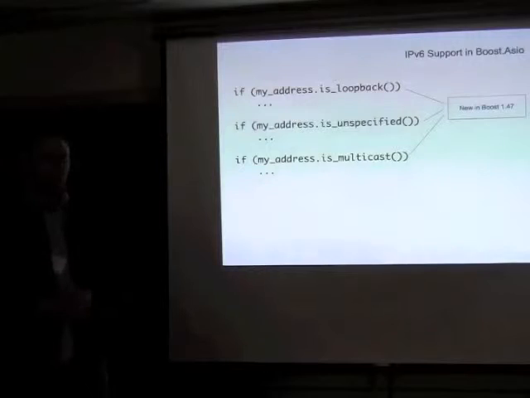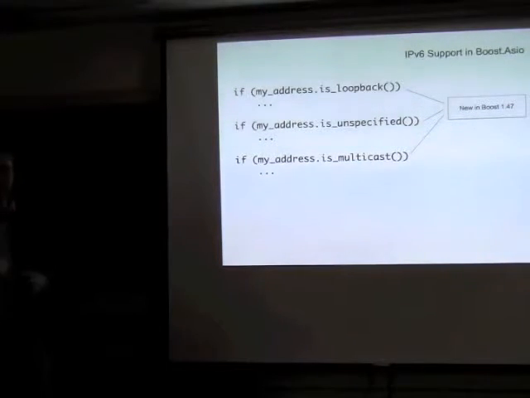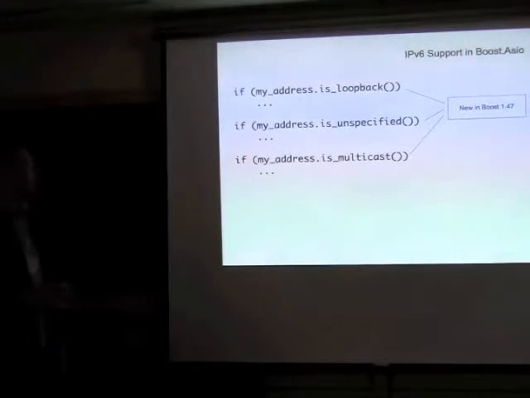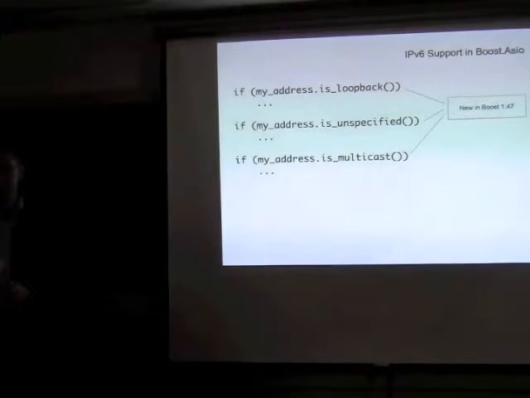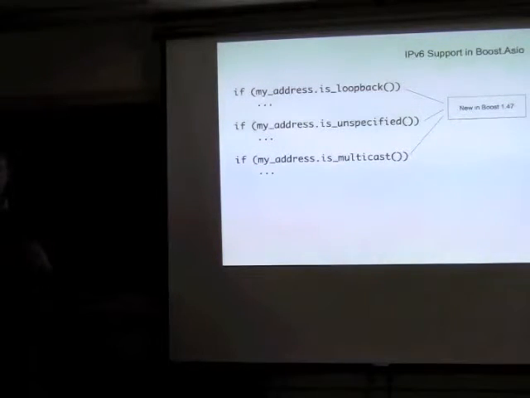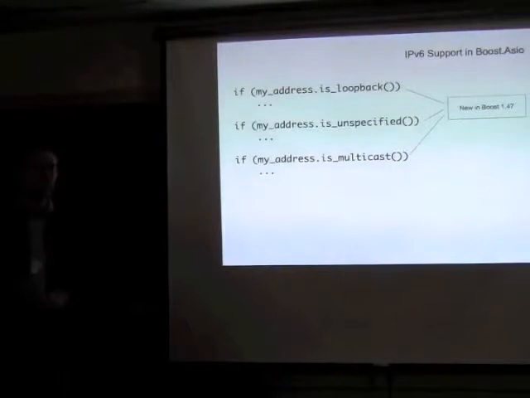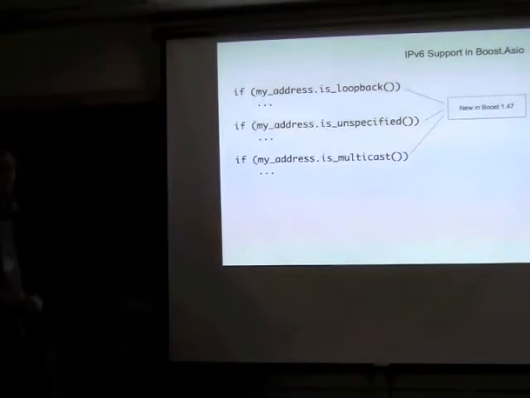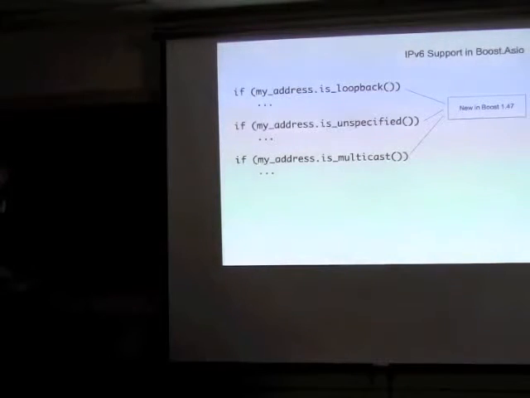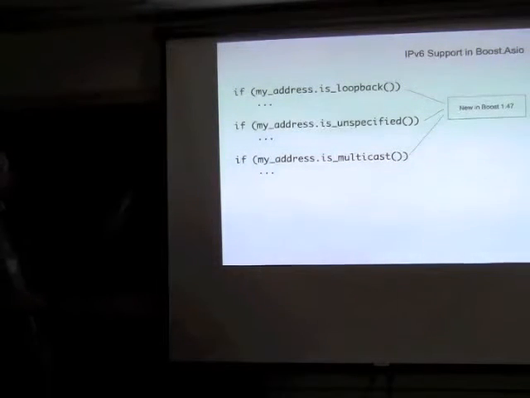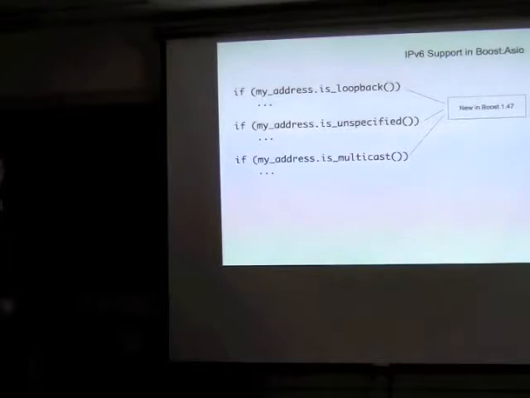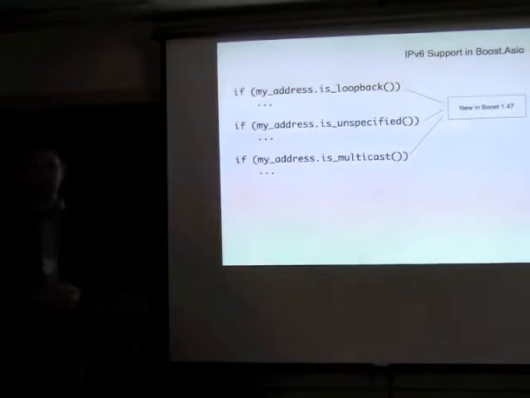I've also, on user request for Boost 147, added some new functions to the address class, because the concepts of loopback, unspecified (a synonym for any), and multicast addresses apply equally to IPv4 and IPv6. So I've added these functions that you can use to test if you need certain behaviour based on whether it's one of those types of addresses.